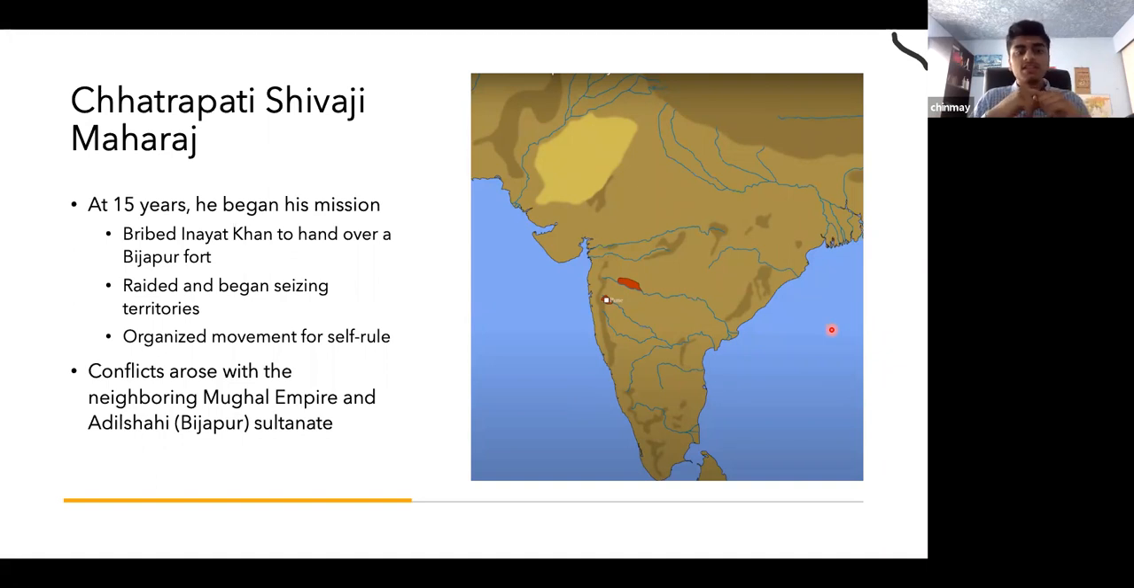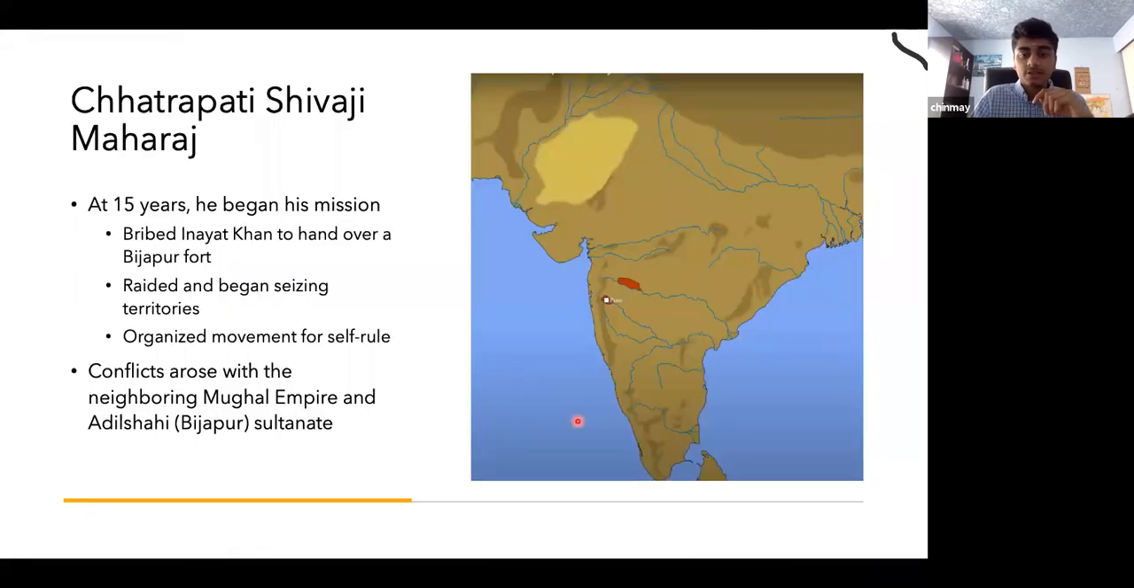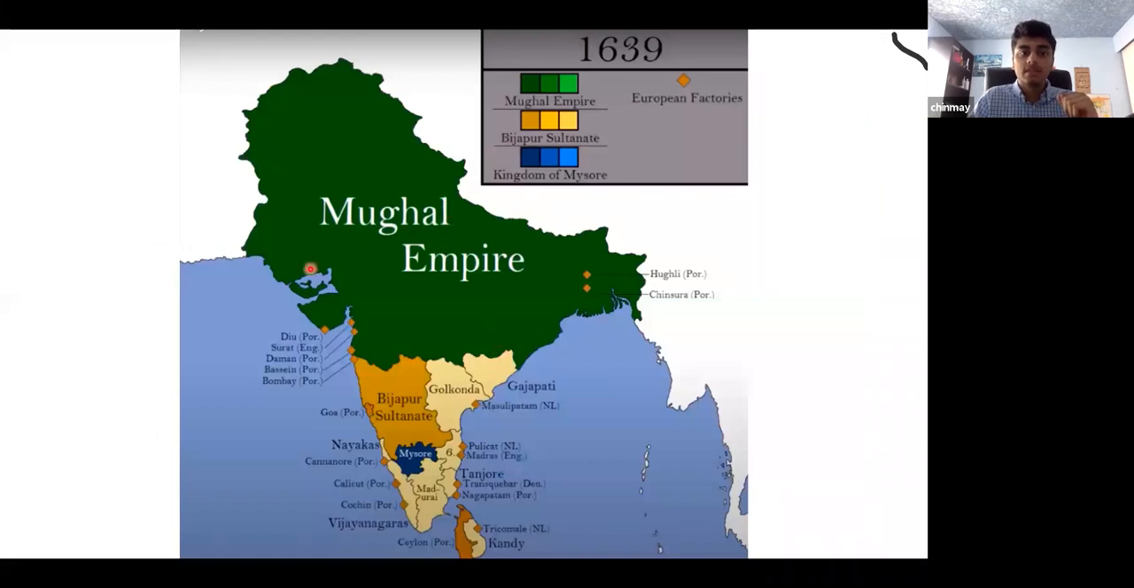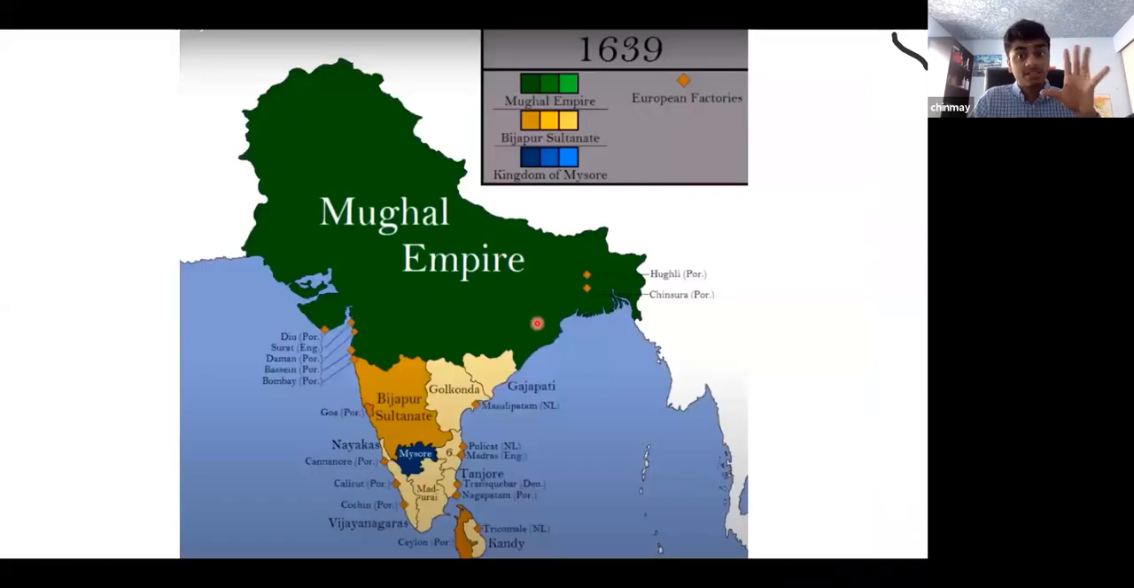So his conflicts obviously arose with the neighboring Mughal Empire and the Adil Shahi Sultanate. When I say Adil Shahi Sultanate, that term means the same thing as the Bijapur Sultanate, just to keep in mind. They are located down here. And the reason I use this map, I had to find a separate map that showed the holdings of Shivaji's father. Because if you go on any other map that shows the other empires, you don't even find the territories that Shivaji was born into. They were so small and insignificant, they are not even shown on this map. But yeah, you can see how incredibly small they were. And Shivaji began slowly expanding that.